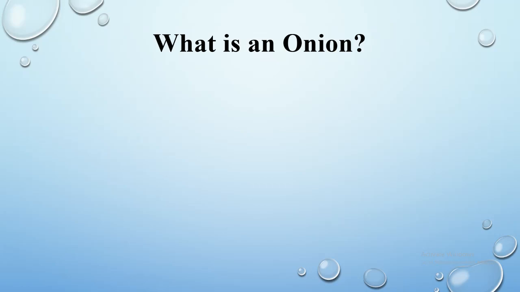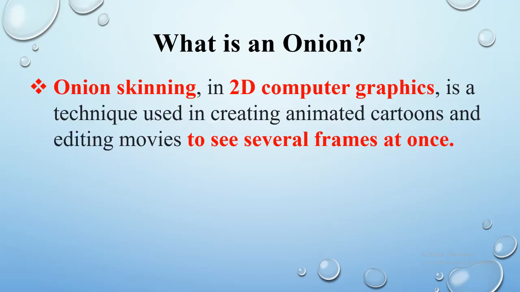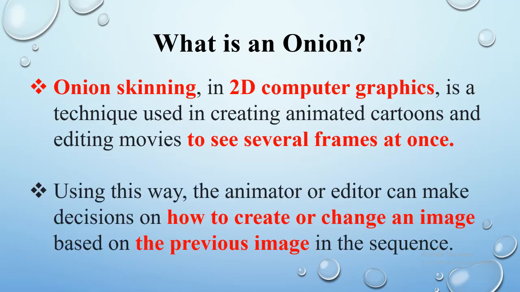Next one, what is onion skinning? Onion skinning in 2D computer graphics. So it is applicable in 2 dimensional computer graphics. It is a technique that is used in creating animated cartoons and editing movies to see several frames at once. So with the help of onion skinning, you can see several frames at the same time. Using this way, the animator or editor can decide how to create or change the image based on the previous image in the sequence. So it is easy to create your animated videos with the help of the onion skinning option.